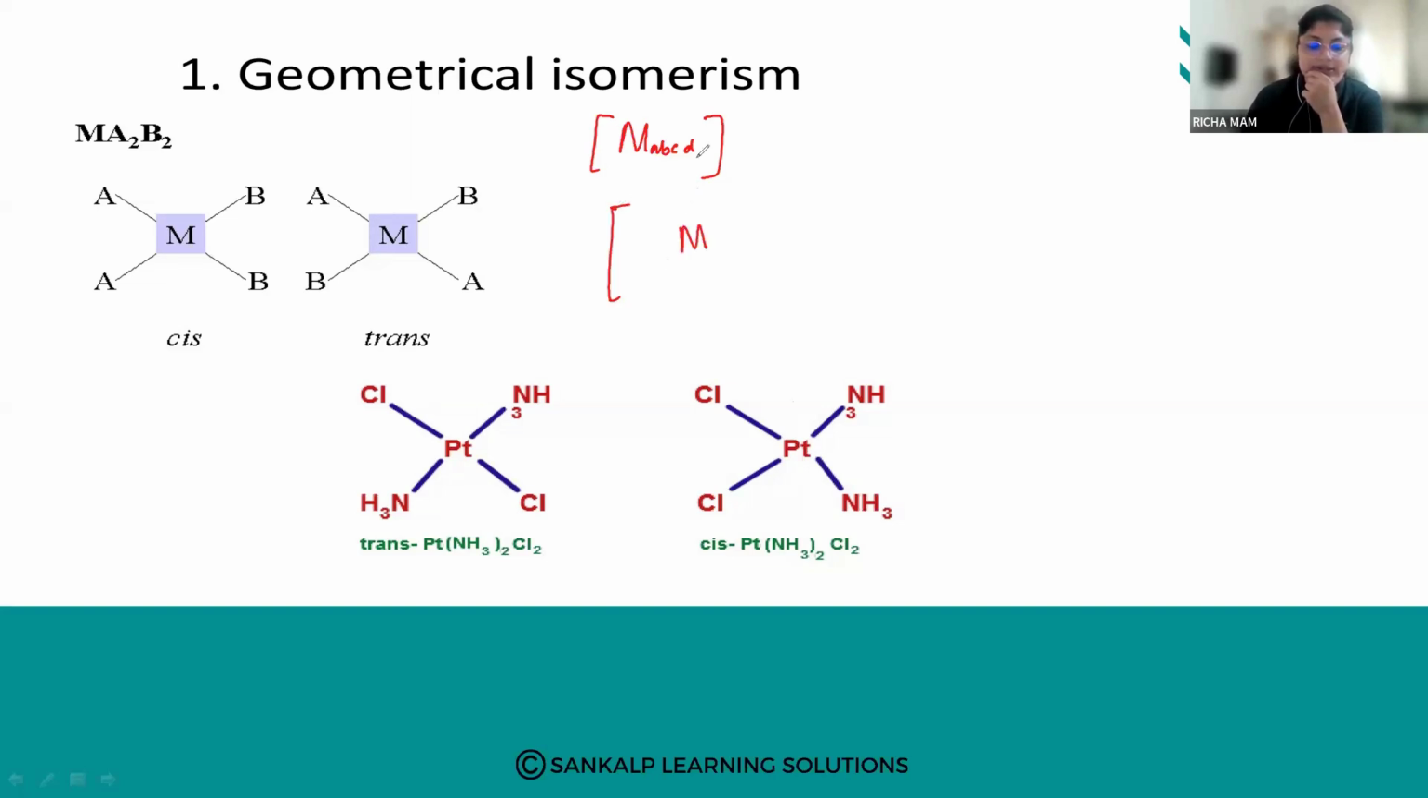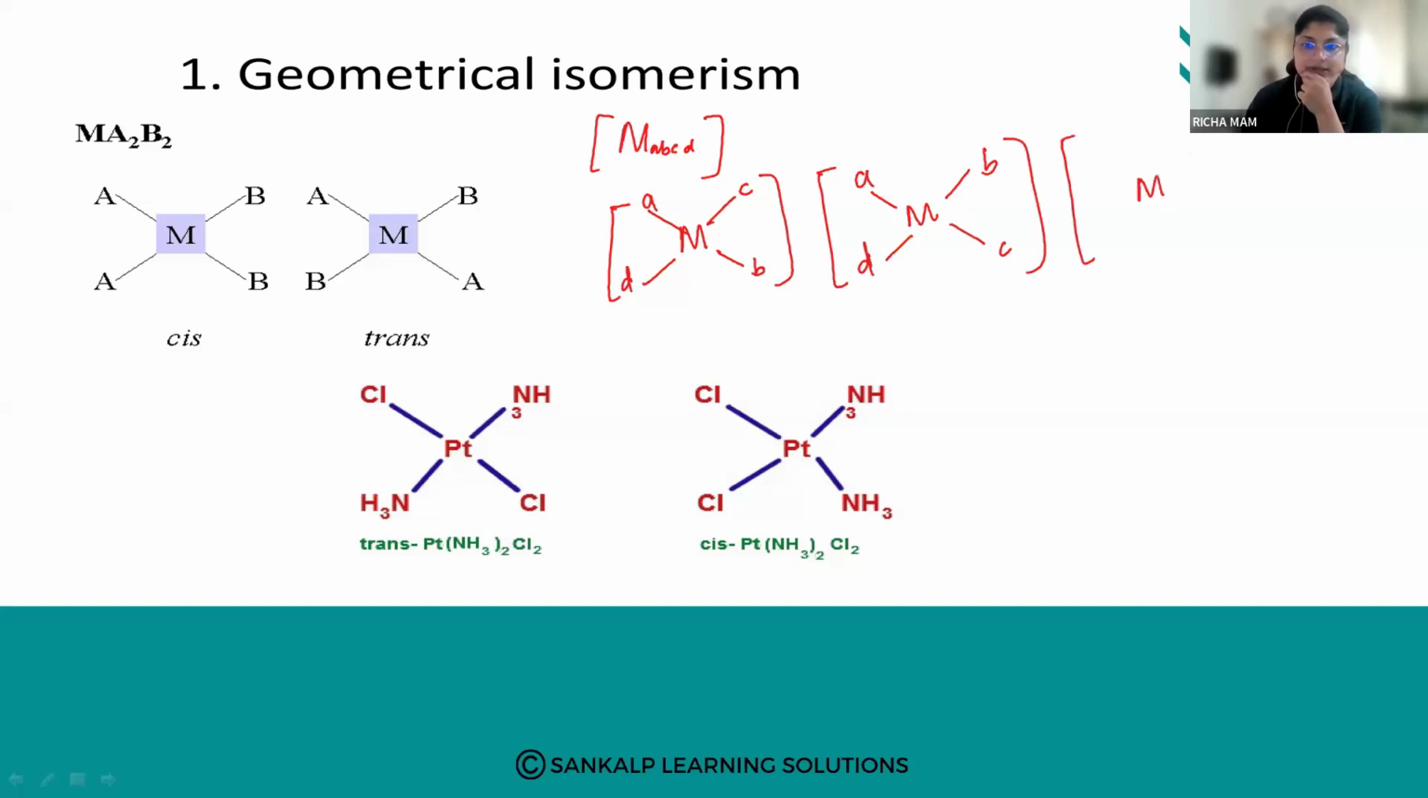Metal in the center. So let us arrange. A, and I'll write B in the opposite side. Then this is C and this is D. So this is one arrangement. Then the second arrangement, M in the center, then A, B, then C and D. Then another arrangement, metal in the center, A, then B, then this is C, and this is D. Another arrangement, metal in the center, then A, then here B, C, and D.